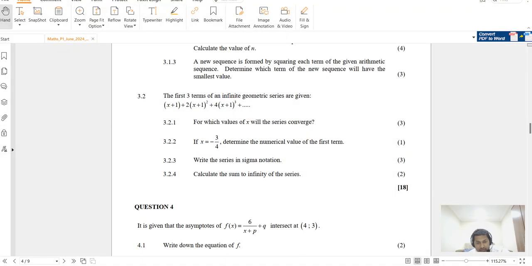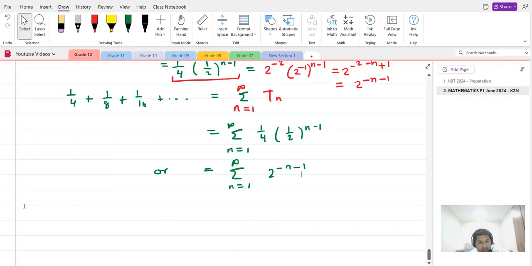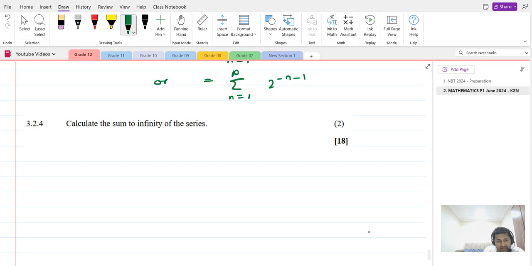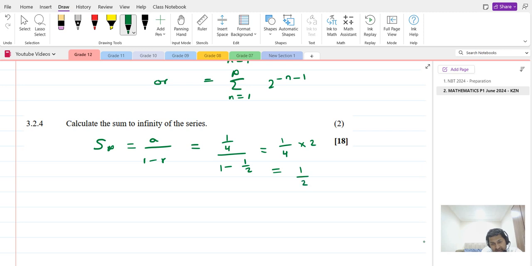Right, so now if you want to calculate the sum to infinity, it is a over 1 minus r, don't forget the formula, right? Sum to infinity is a over 1 minus r. What's the value of a? Quarter. 1 minus r, what was r? Half. So you got quarter divided by half, which means times 2. So the sum to infinity is just half.